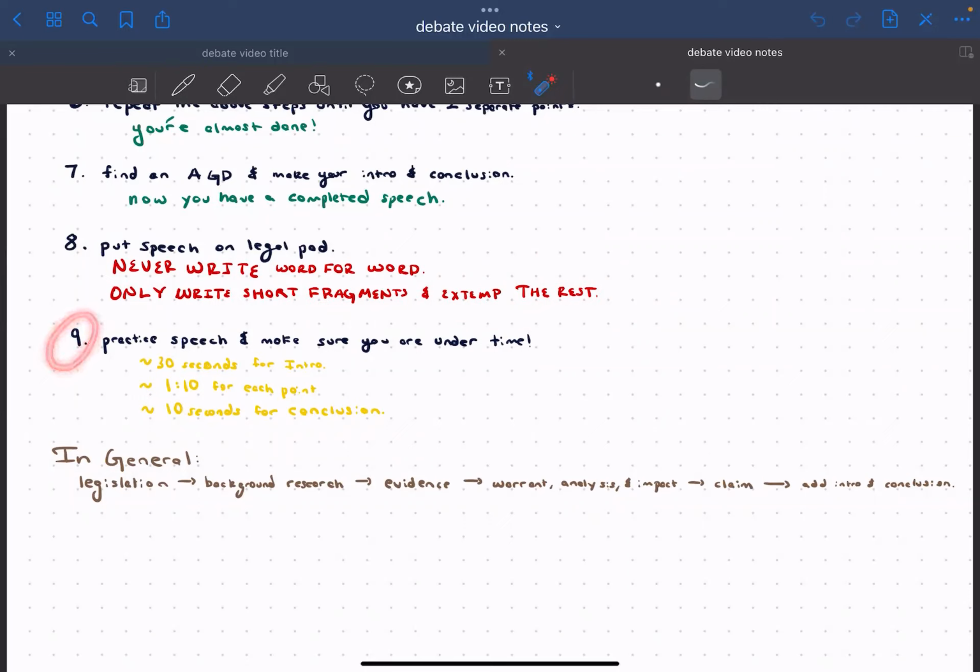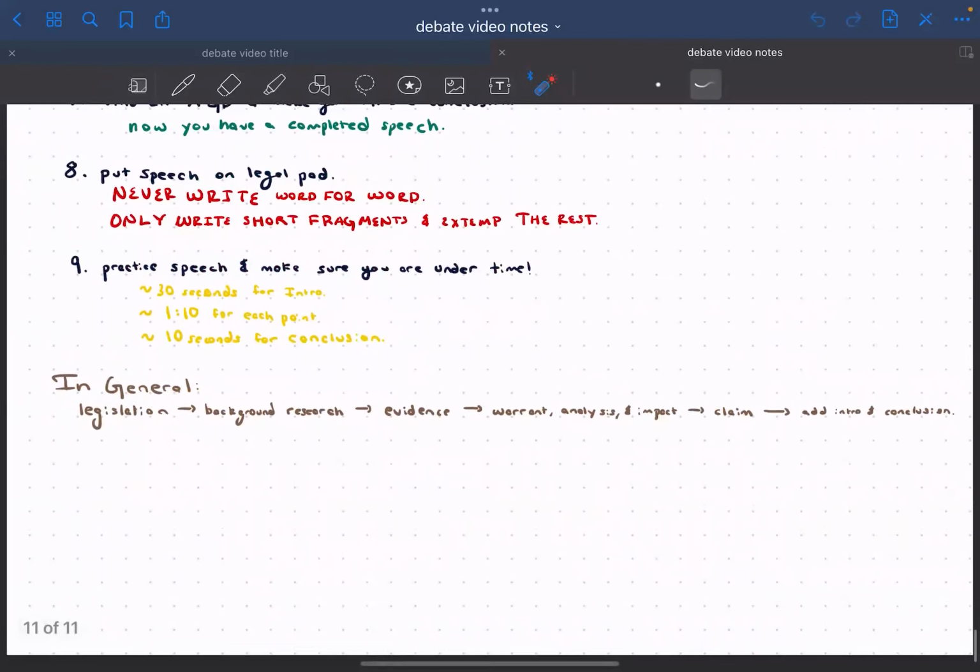Next, ninth, practice the speech as much as possible and make sure that you are under time. Just as a brief review from the first lecture, you have 30 seconds for the intro, then you have 1 minute and 10 seconds for each point, finally 10 seconds for the conclusion.